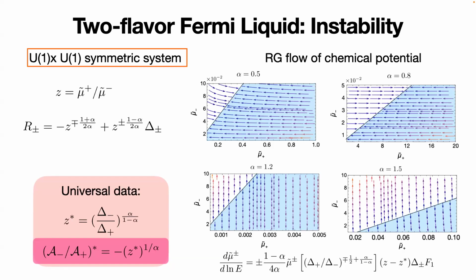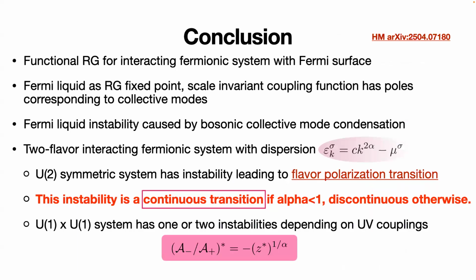So the deformation of one Fermi surface can be different from the other one, and this ratio characterizes how they deform relative to each other. And this ratio at the transition point, at the critical point, is determined by the ratio of the chemical potentials. So that's the universal result at the continuous phase transition.